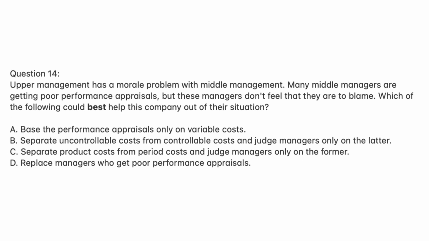Question 14. Upper management has a morale problem with middle management. Many middle managers are getting poor performance appraisals, but these managers don't feel that they are to blame. Which of the following could best help this company out of their situation? A. Base the performance appraisals only on variable costs. B. Separate uncontrollable costs from controllable costs and judge managers only on the latter. C. Separate product costs from period costs and judge managers only on the former. D. Replace managers who get poor performance appraisals.